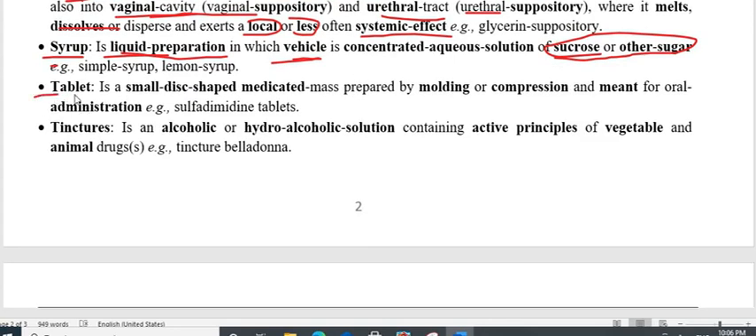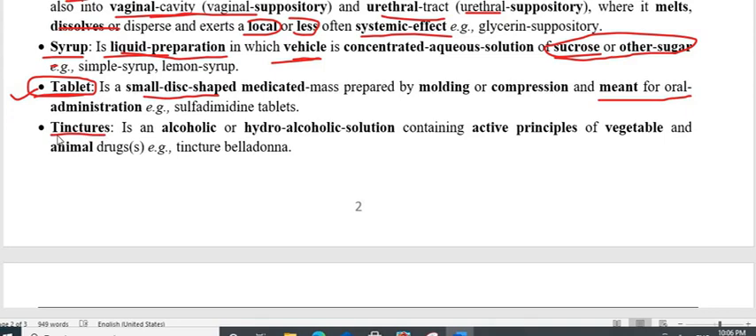I think you all have come across this word or dosage form, the tablet. This is the solid form of the drug, usually small and disc-shaped, in which powder is compressed and molded to form the small disc shape, meant for oral administration. That is the tablet. And the last one is the tincture.